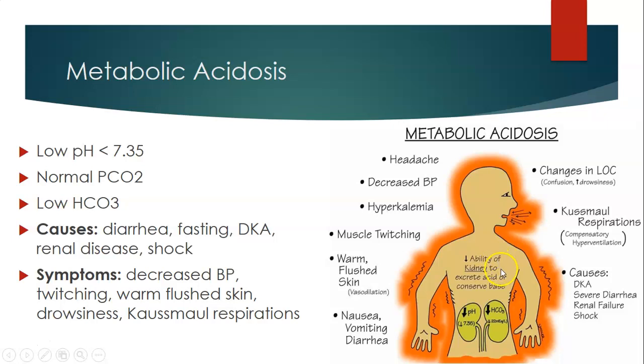So metabolic acidosis is related to the decreased ability of the kidney to excrete acid and conserve bases. So we might see that. And of course, if somebody is having severe diarrhea and they are getting rid of their bicarb, that's going to increase the acidity in their blood. So that's why something like diarrhea could absolutely put someone into metabolic acidosis.